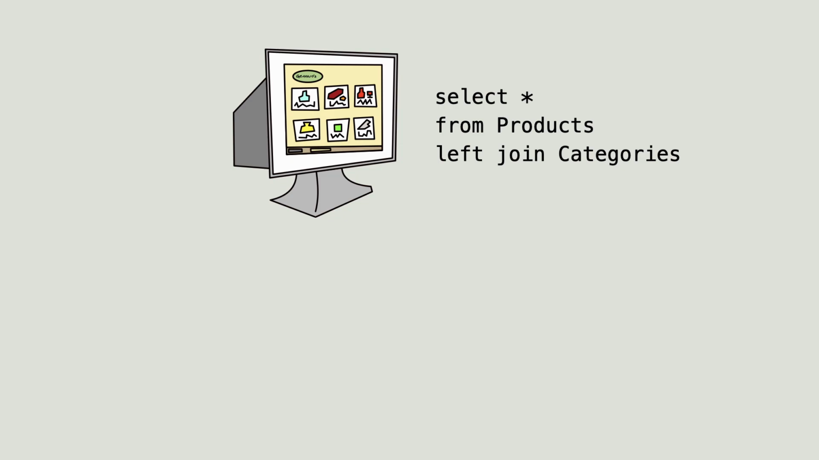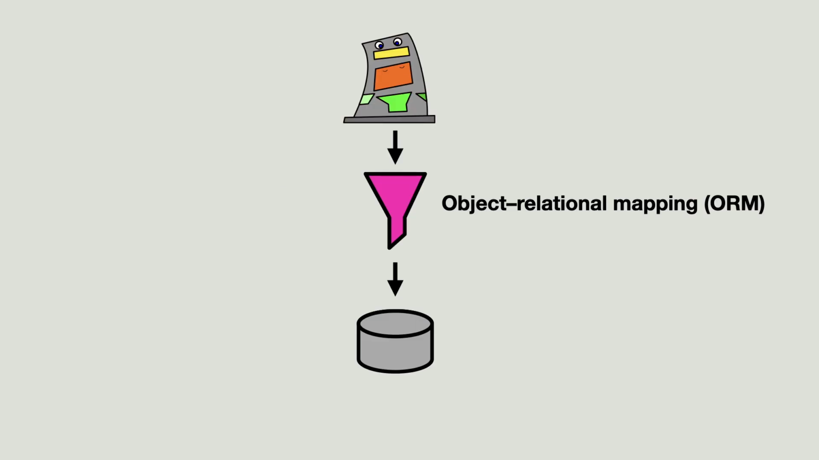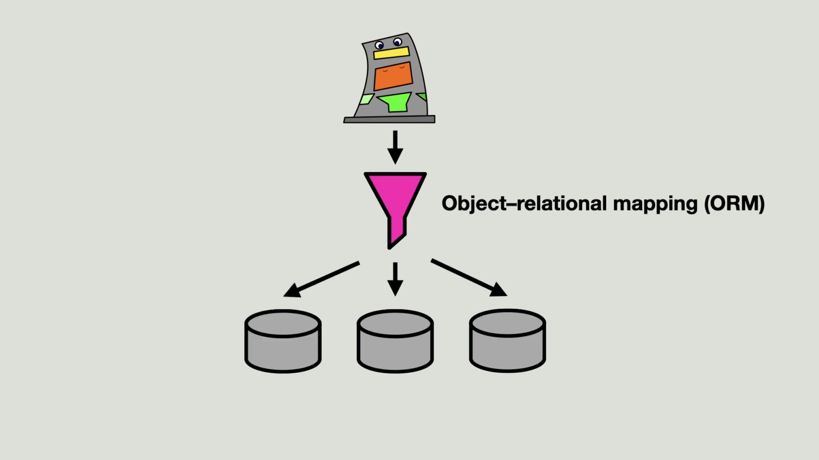Object relational mappers, or ORMs, can abstract the communication with the database away. They allow you to write Python code that is translated automatically by the ORM to SQL, which also allows you to switch to another database without changing the database code in your program.